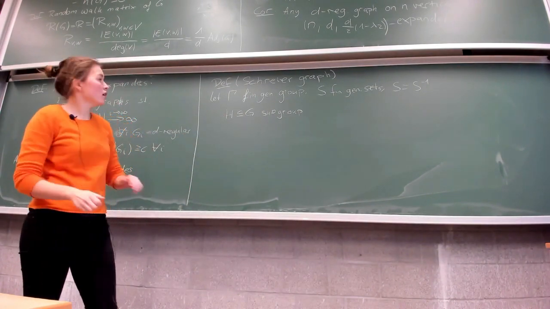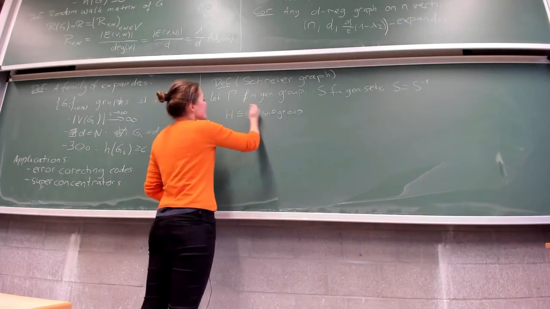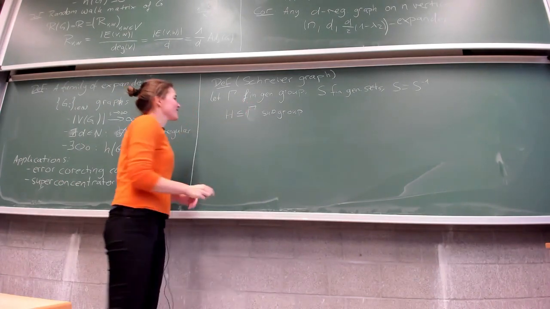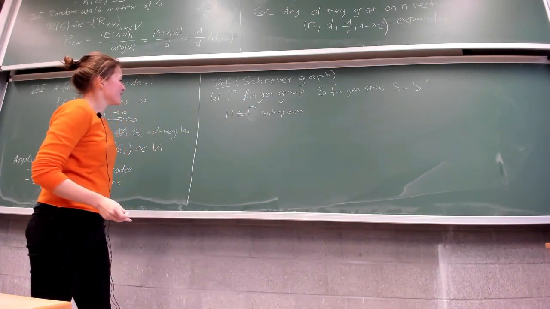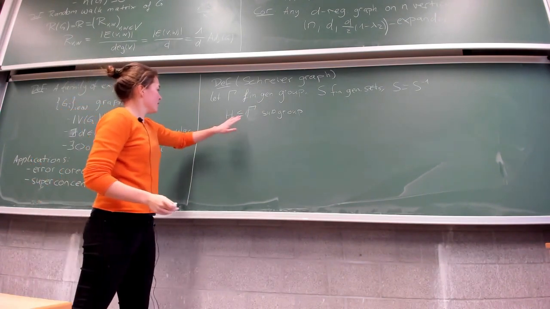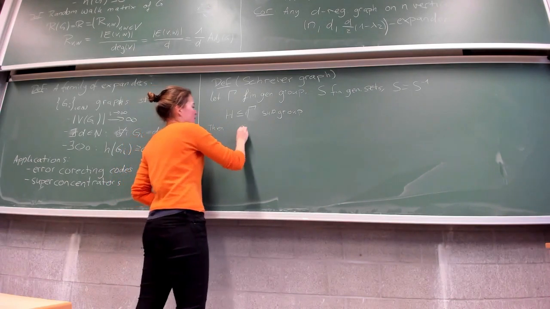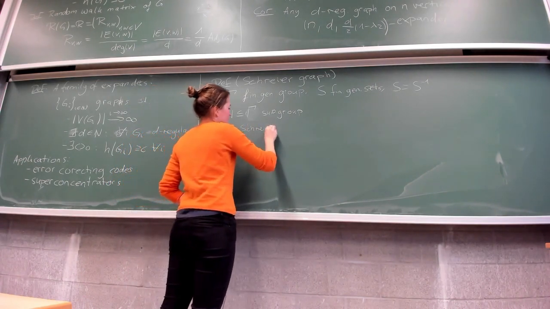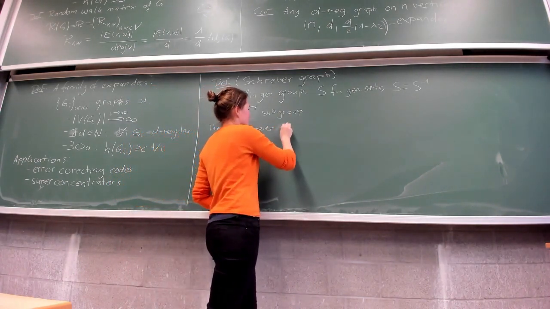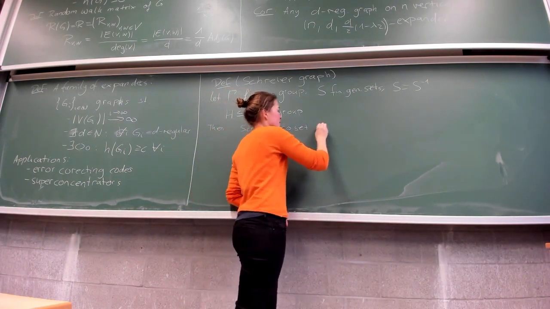Yeah. Oh, yeah. Indeed. Here. Cool. And then the Schreier, sometimes it's called the Schreier coset graph.